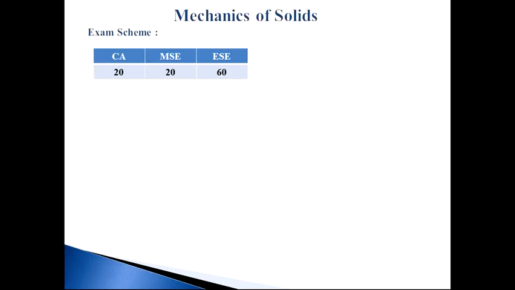Before starting with the lecture, we will discuss the syllabus. Mechanics of Solids. The exam scheme for this subject is 20 marks for continuous assessment, 20 marks for the mid-semester exam and 60 marks for the end semester exam. In the syllabus, there are 6 chapters in total. The first one is stress and strain.